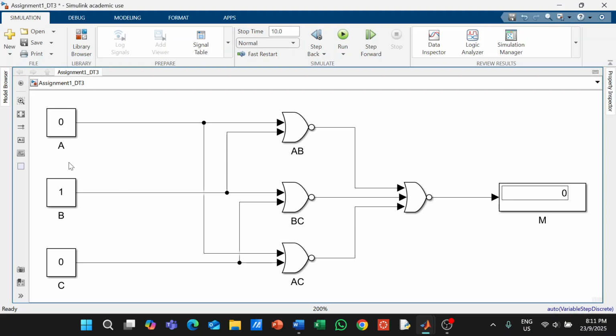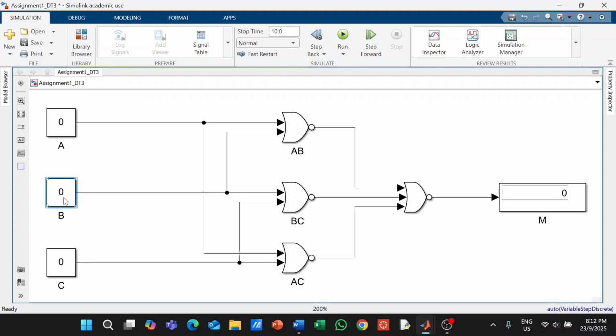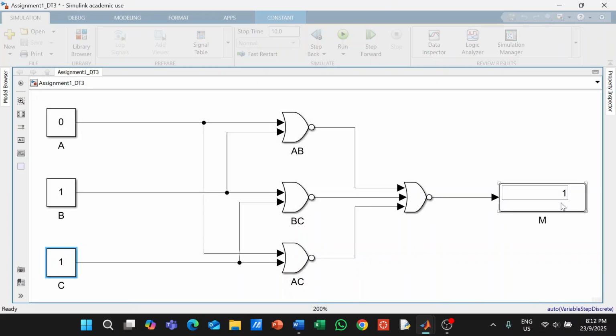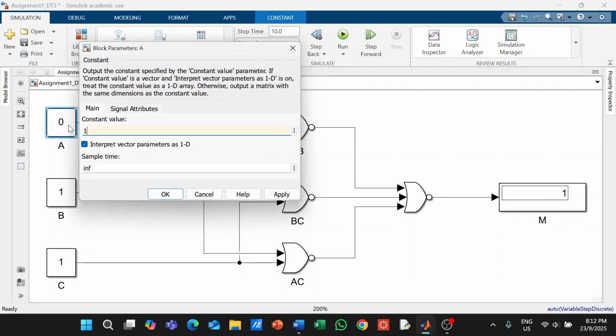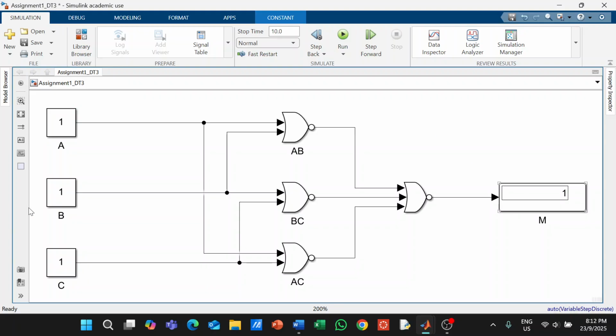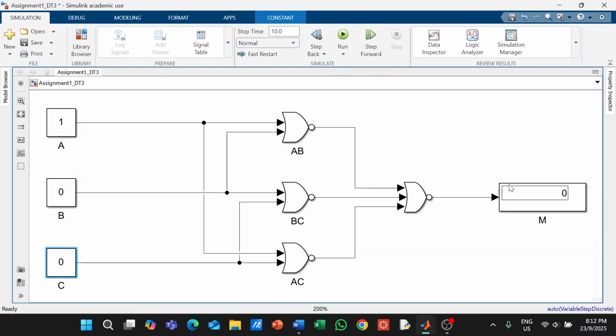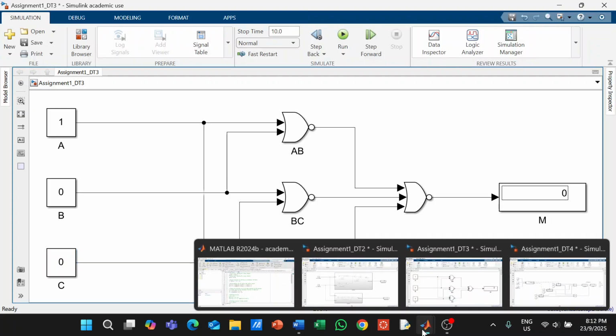So if no inputs are high, then I will get a 0. If 2 or more inputs are high, then I will get a 1 here. Similarly, I will get a 1. If only 1 input is high, then I will get 0. So that's all for design task 3.